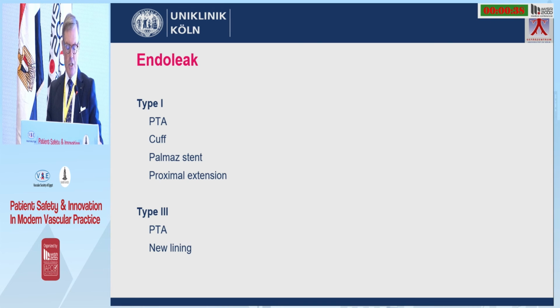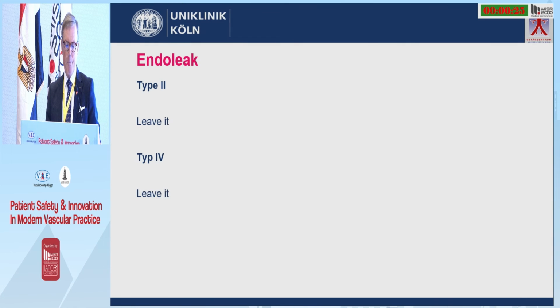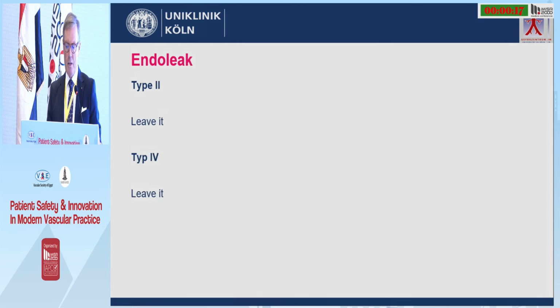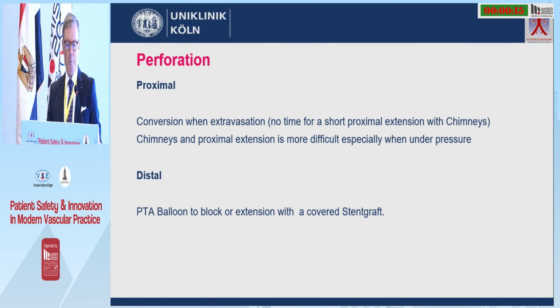Endoleaks we have discussed a bit. If you have a type 1 endoleak, you can try with PTA, a cuff, maybe a Palmaz stent or a proximal extension. If you have type 3s, you can do that with a PTA or a new lining. The type 2s and type 4s and maybe type 5s, in the OR, leave them alone. Many of them will resolve during follow-up.